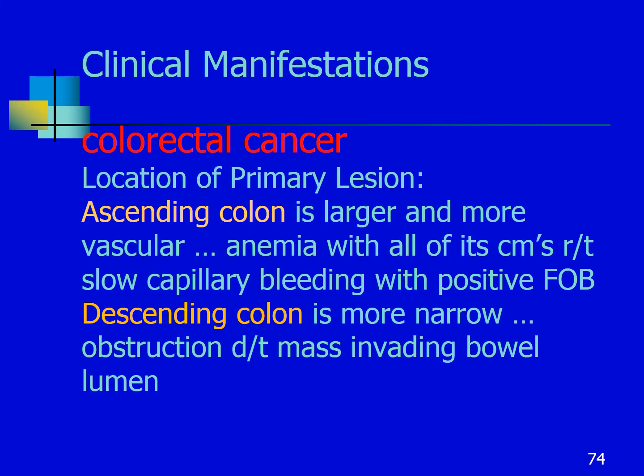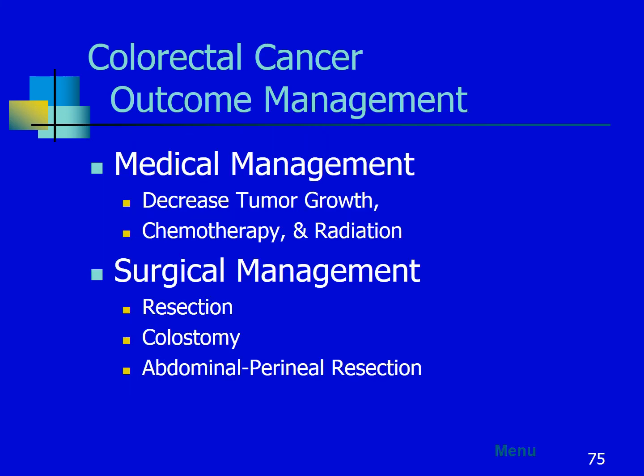So the location of primary lesions could be the ascending colon, which is larger and more vascular, or the descending colon, which is more narrow, with obstruction due to a mass invading the bowel lumen. In terms of management, we want to decrease the tumor growth, usually by chemotherapy and radiation. We can also do surgery: resection, colostomy, or abdominoperineal resection.